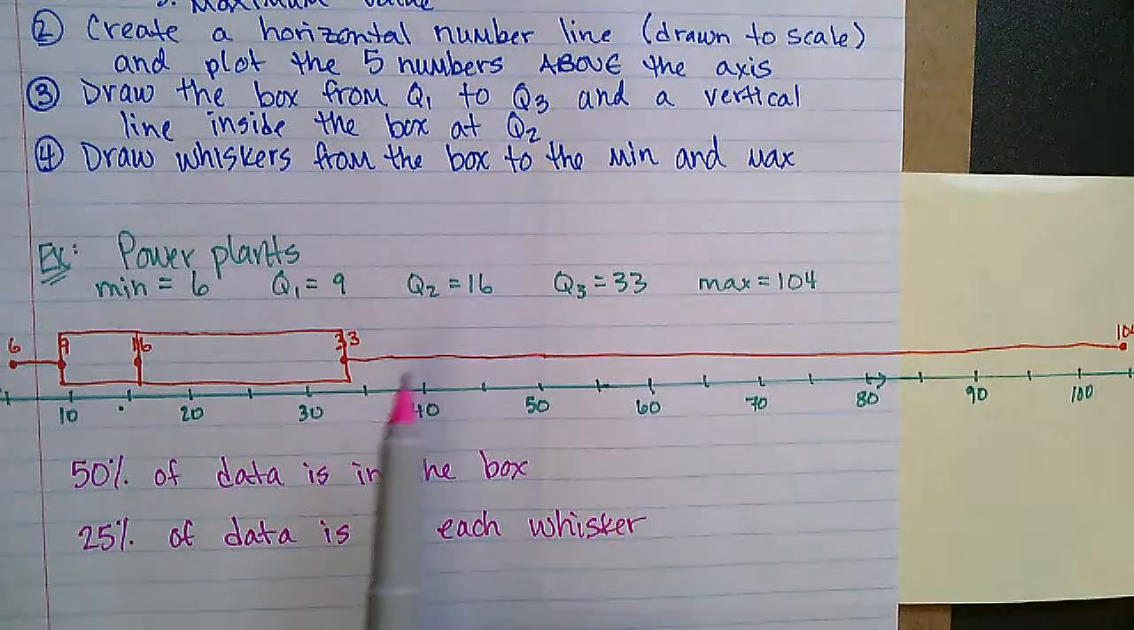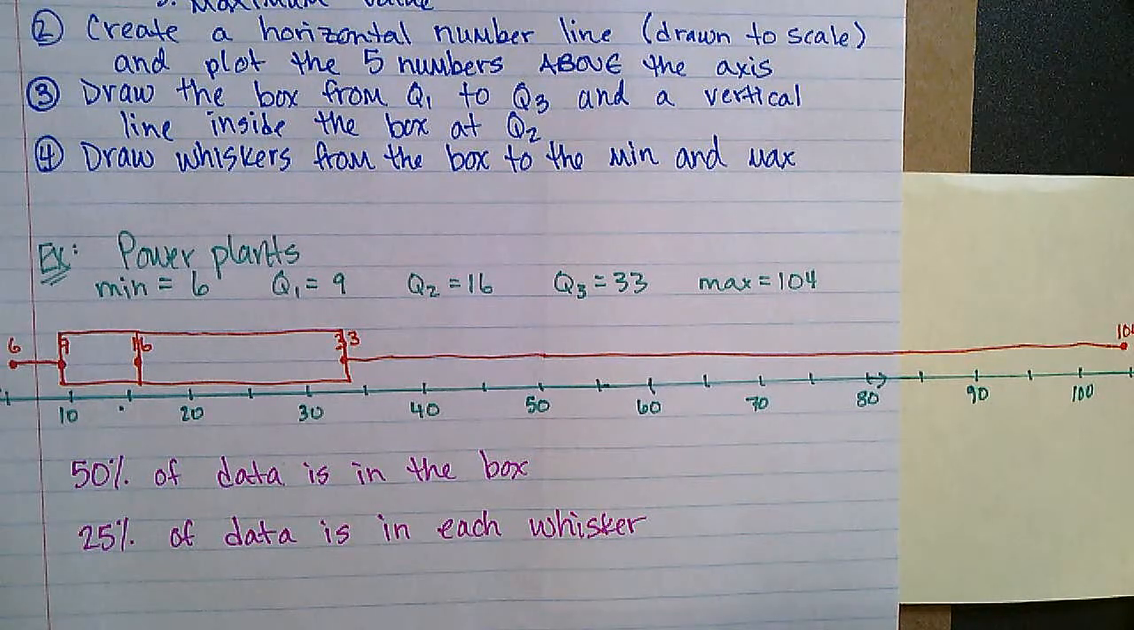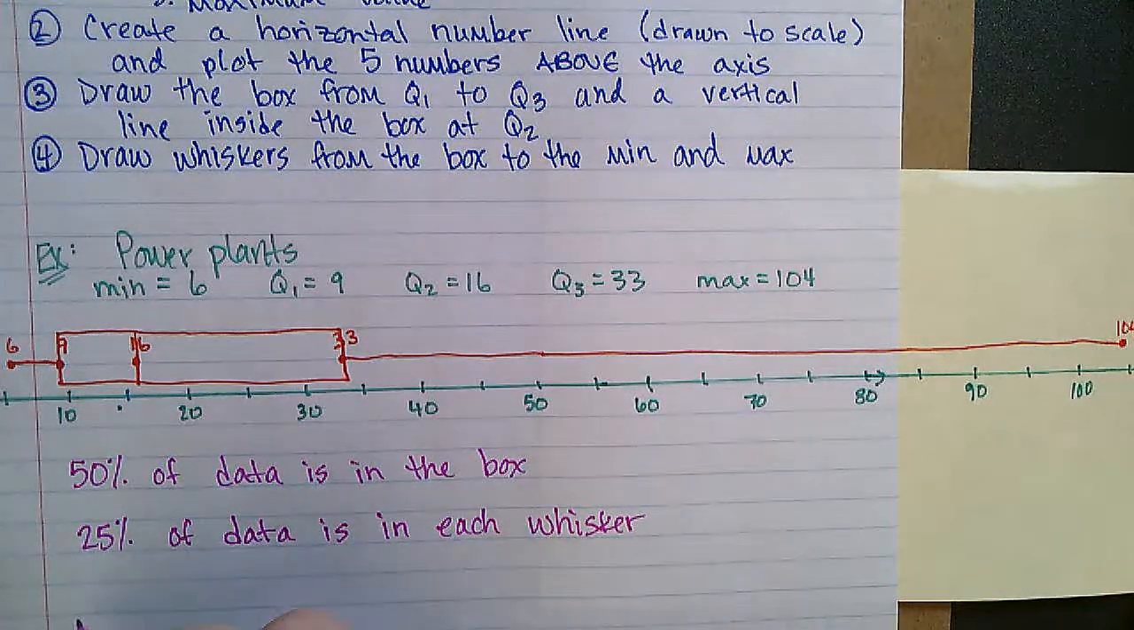And then what you can say about this is that when we have a very long whisker, that means there might be an outlier.